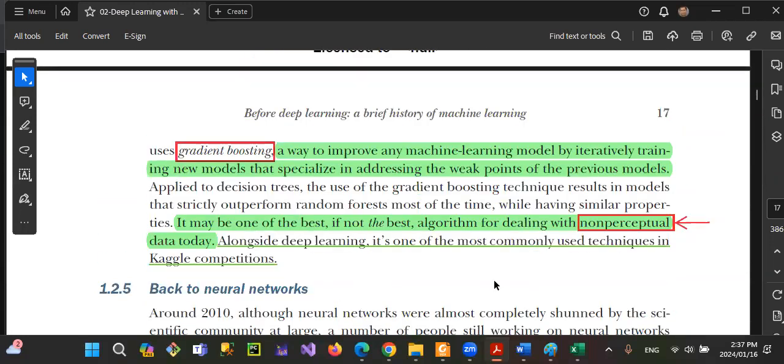It said that gradient boosting is a way to improve any machine learning model by iteratively training new models that specialize in addressing the weak points of the previous model. But it's maybe one of the best, if not the best, algorithm for dealing with non-perceptual data.